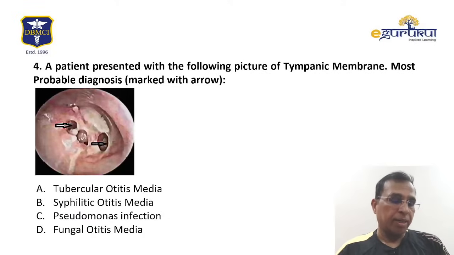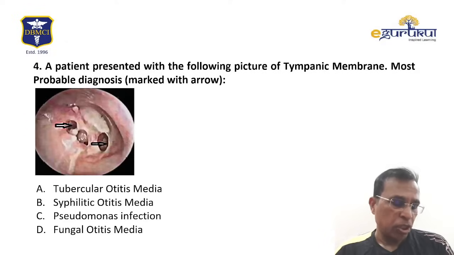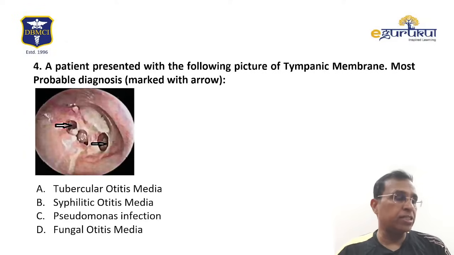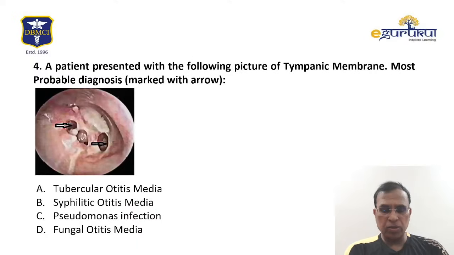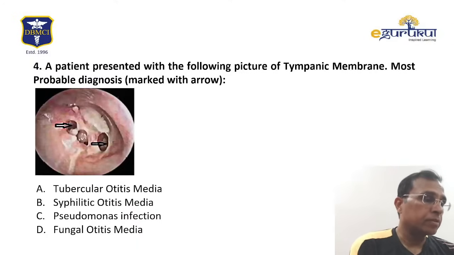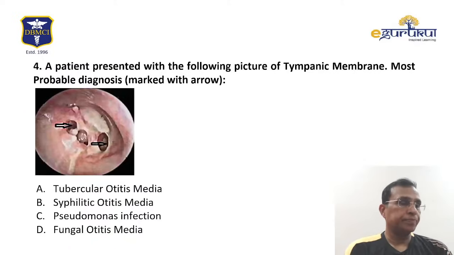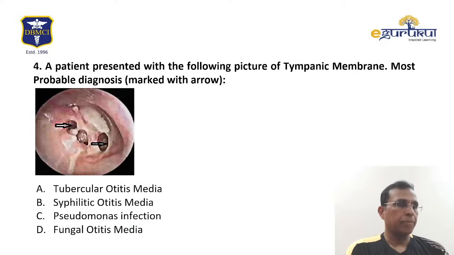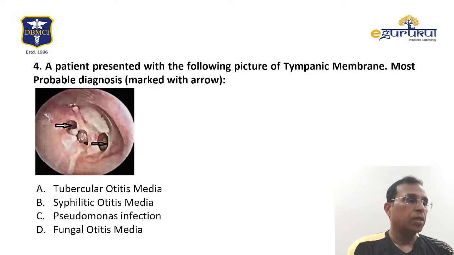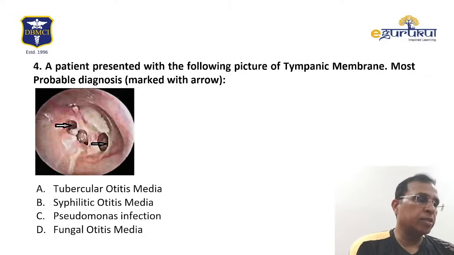Right. A patient presented with the following picture of the tympanic membrane. Most probable diagnosis: tubercular otitis media, syphilitic otitis media, Pseudomonas infection, or fungal otitis media. So what is the answer this time? So I can see a lot of A's: Luffy, Semu, Setrina, Tanuja, Divya, Lohita, Nazir, Sikha, Firozali, Mithali, Naveen.